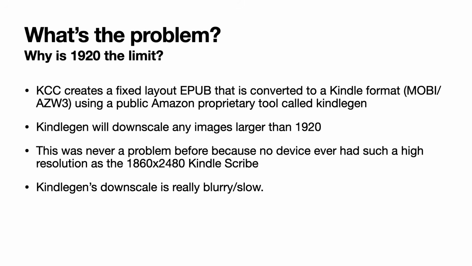Alright, so what's the problem, and why is 1920 the limit? Well, KCC works by creating a fixed layout EPUB that is converted to a Kindle format, MOBI/AZW3, using a public Amazon proprietary tool called Kindlegen. Kindlegen will downscale any images larger than 1920. This was never a problem before, because no device ever had such a high resolution as the 1860 by 2480 Kindle Scribe. And the biggest problem is that Kindlegen's downscale is really blurry and slow. It could take several minutes to do a single conversion, compared to 1 minute if it didn't have to.